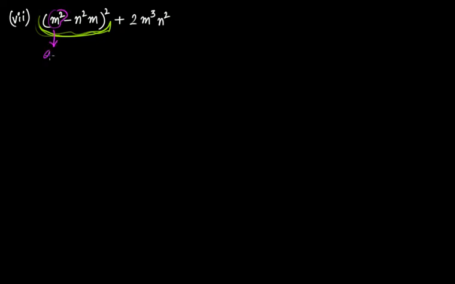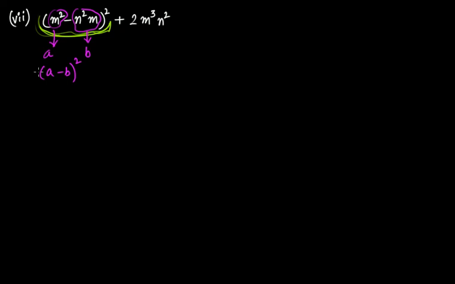Okay, this is the last one. Here you have (m squared minus n squared m) whole squared plus 2m cubed n squared. Okay, now again focus on this part. This is an algebraic expression. Focus on this term. Let's say that this is a, okay, and let's say that this is b. So this is of the form (a minus b) whole squared.